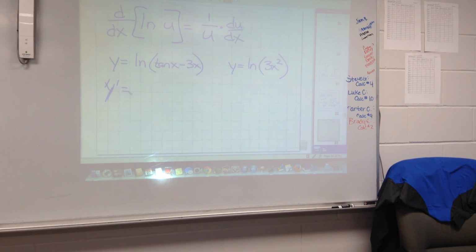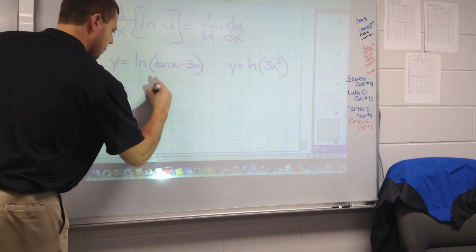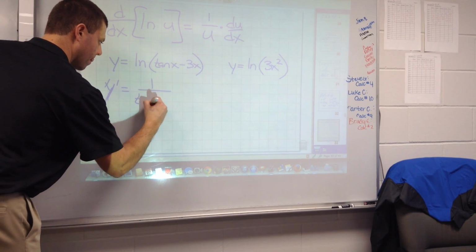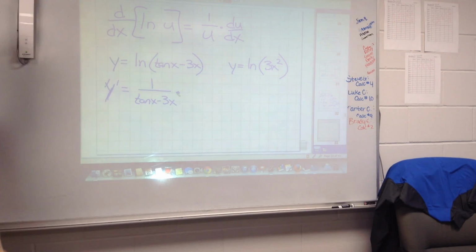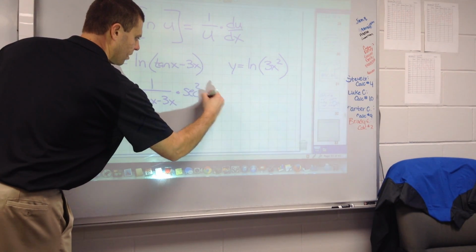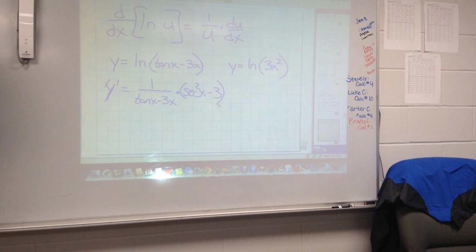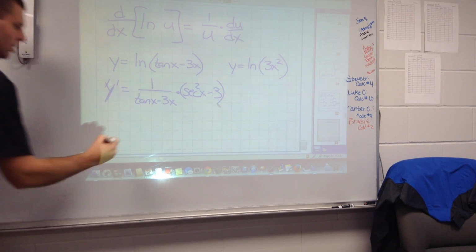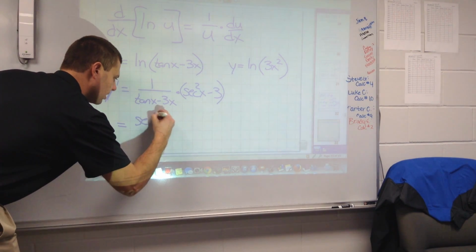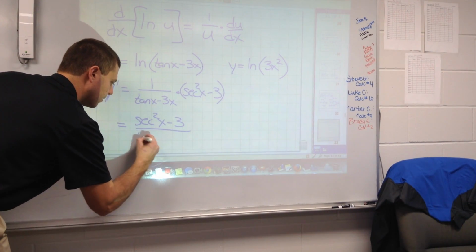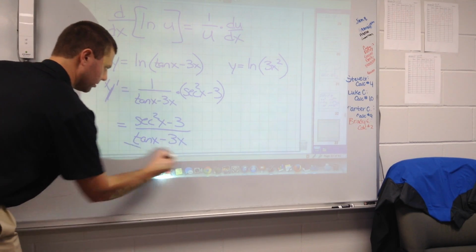Okay, tangent, that one's secant squared x. So what do we do? ln. What's the derivative? 1 over what's inside, times secant squared x minus 3. Nice job, Carter. Because the derivative of tangent x is secant squared x, and the derivative of negative 3x would be minus 3. And I just write that then as a simple fraction. Secant squared x minus 3 over tangent x minus 3x. Very simple.